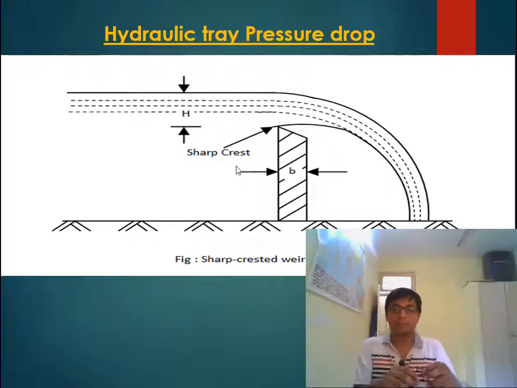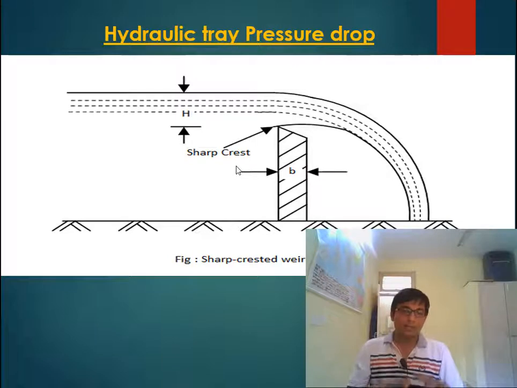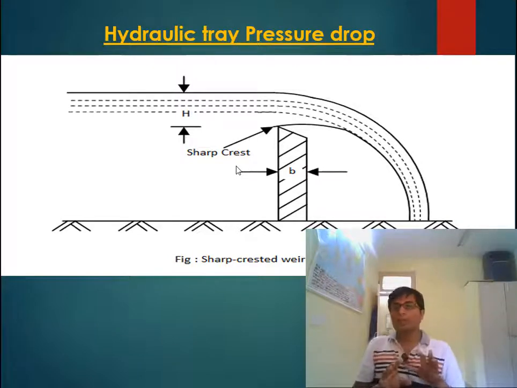I mean adhesion factor means how much vapor is going there. If more vapor is going there, the density of liquid will be much less, and it means the height of clear liquid will also be very less. So are you understanding what I am trying to clear?